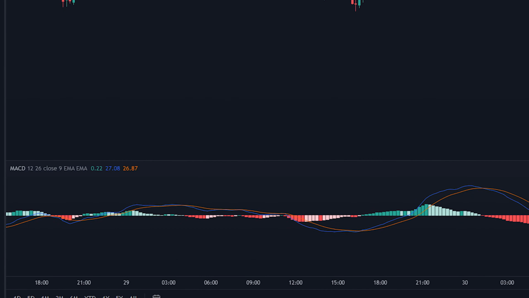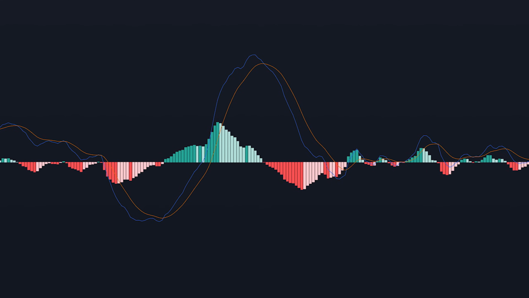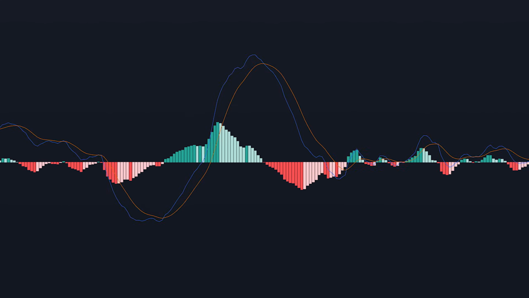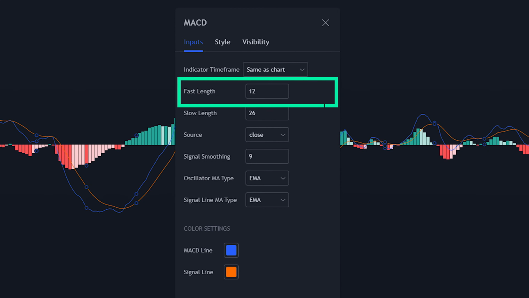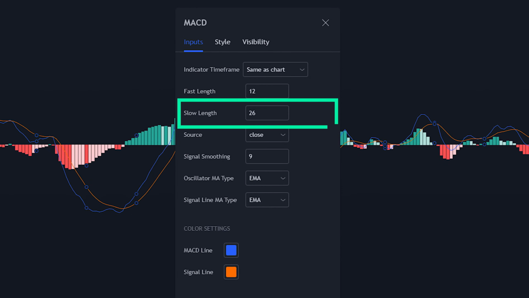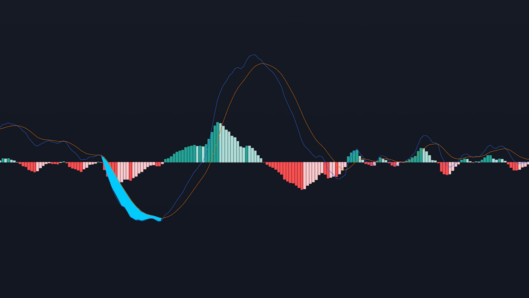Now that we have the MACD indicator added, let's make sure we know how the MACD actually works. The MACD is made up of different components: the MACD line, the signal line, the histogram, and the zero line. The MACD line, which is the blue line in most cases, is usually a 12-day moving average. The signal line, which is the orange line, is usually a 26-day moving average. Next, we have the histogram, which represents the difference between the MACD line and the signal line.